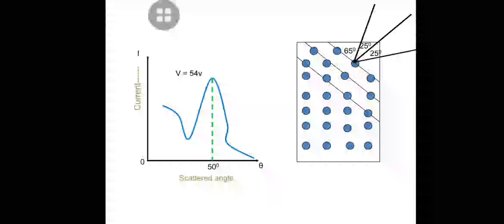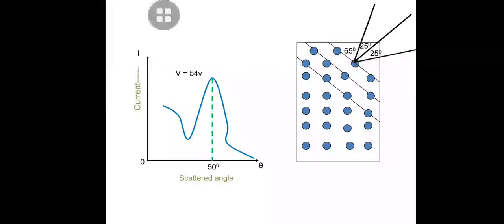From the experimental graph, scattering angle is on the x-axis and current is on the y-axis. At 50 degrees, it gives the maximum scattering of electrons for 54 volts.